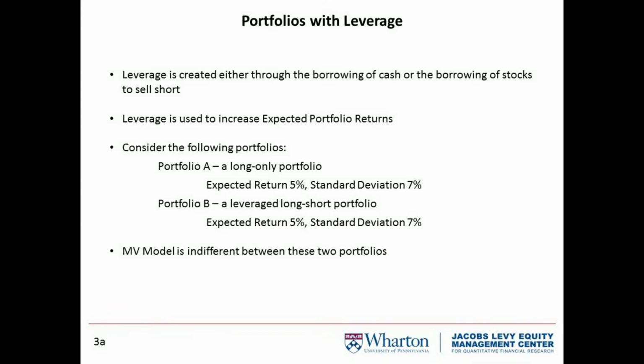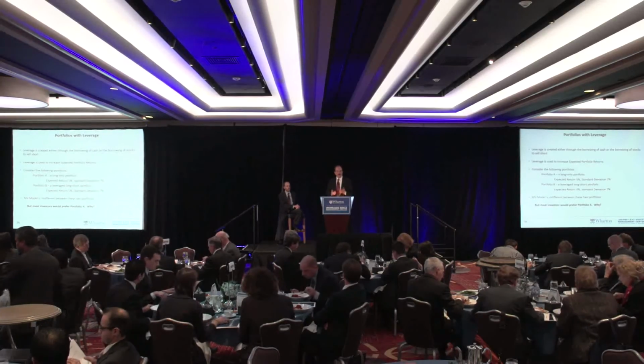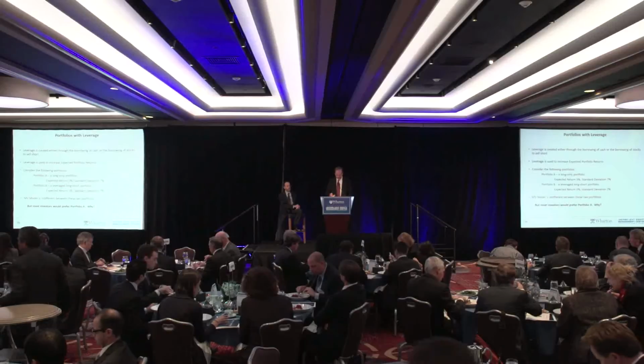That's because in mean variance, there's a consideration of the mean or expected return and a consideration of the variance or volatility. But there is not any consideration of whether there's leverage present. What would most investors prefer? Well, if you can obtain the same expected return and the same volatility of return with portfolio A without taking on any leverage, one might assume that portfolio A would be preferred to portfolio B.